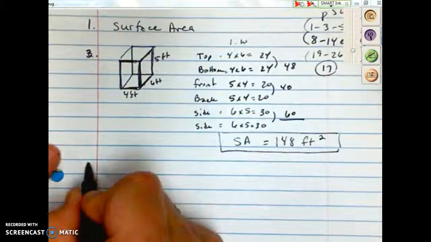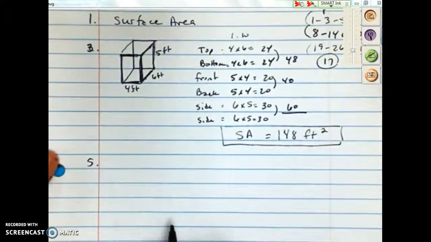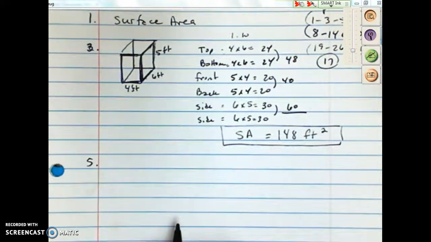Let's move on to number 5. Number 5, we are going to make a rectangular cake that is 9 inches wide, 13 inches long, and 2 inches high. Now we're going to take it, remove it from the pan and frost it. And how many square inches of frosting do we need? So again, we're going to take this cake and we're going to frost this cake.